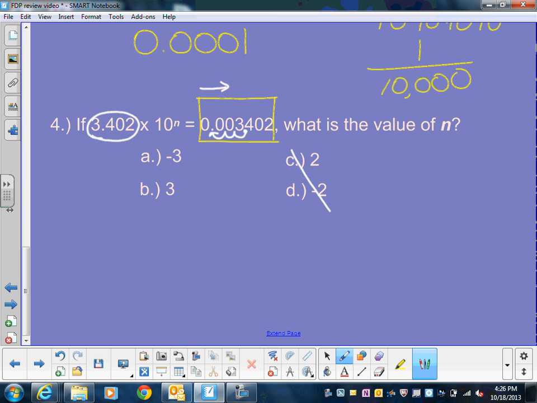That immediately removes answer choices C and D. Now we need to think about direction. The direction that we moved just now is in the negative direction, and thus answer choice A is the correct answer. Hope this video helped you to review for your quiz on Monday.